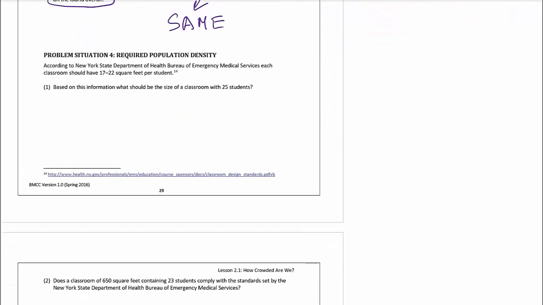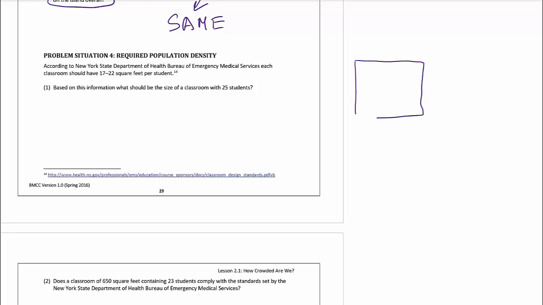Okay, so problem situation number 4. It says, according to the New York State Department of Health, of Emergency Medical Services, each classroom should have 17 to 22 square feet per student. This number was pre-COVID, right? So now each student requires more space. If you think about it, if we talk about 6 feet of social distancing right now, you've got 6 here and you have 6 here. So 6 times 6 gives you 36 square feet.